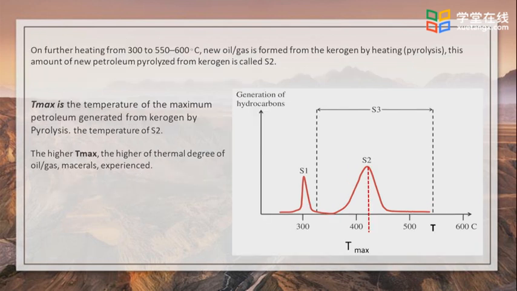On further heating, we can estimate the Tmax, the temperature of the maximum petroleum generation from kerogen, by pyrolysis. So the temperature of S2 is the peak oil generation. The higher the Tmax, the higher the thermal degree that the oil and gas materials experienced.